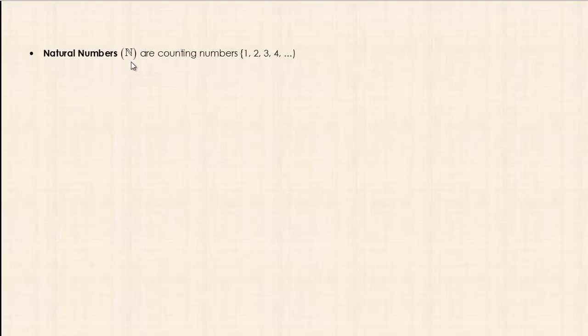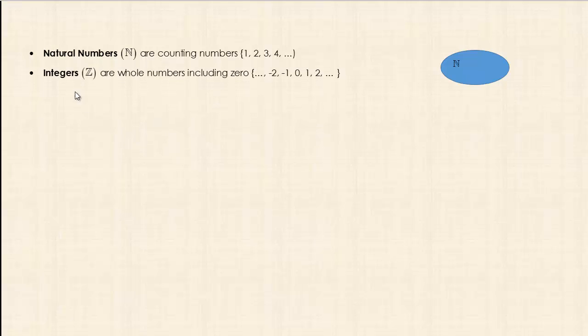Natural numbers, given this symbol with a double-barred N, are the counting numbers. We start at 1 and we go up in ones, essentially forever. We could represent this set in an ellipse like we do on a Venn diagram. The integers, given this symbol, a double-barred Z, are whole numbers including 0. So they go all the way from negative infinity to infinity and therefore contain the natural numbers. The natural numbers are a subset of the integers, which we can show like this.